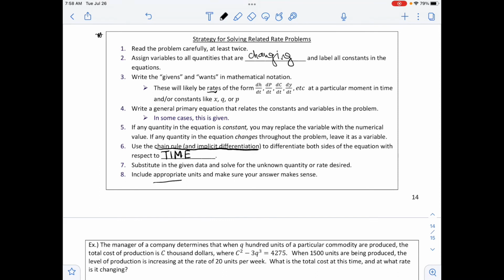So make sure you check that you're using the appropriate units and that your answer does make sense. So do that common sense check.